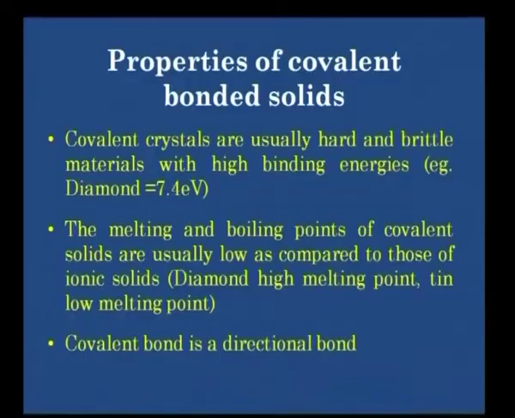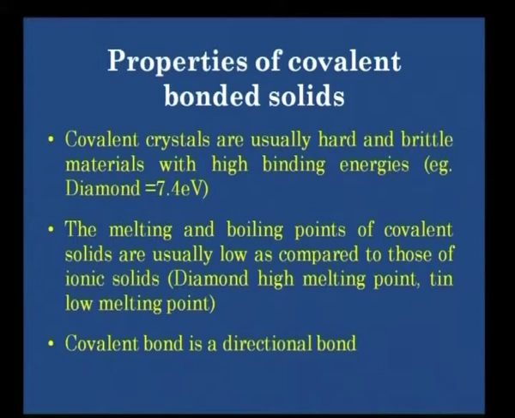Let me now pass on to some of the other properties of covalently bonded solids. Covalent crystals are usually hard and brittle materials with high binding energies. Diamond is an example of high binding energy; the energy gap is 7.4 eV, right. The melting points and boiling points of covalent solids are usually low as compared to those of ionic solids, the exception being diamond, which has a high melting point.